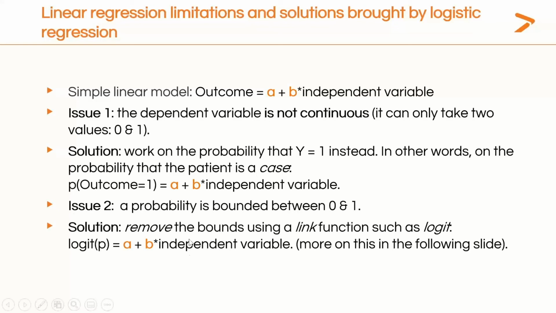So one solution in this case is to remove the bounds of the probability by using a link function, which we call the logit function. So instead of working on the probability, we work on the logit of the probability, which equals the linear equation, which we already know. So more on this on the following slides. So in summary, we make the data continuous by working on the probability instead of the binary outcomes, and then we remove the bounds of the probability by using a link function, which is called the logit function.